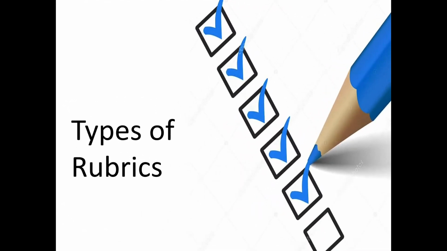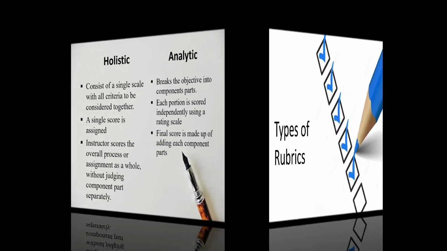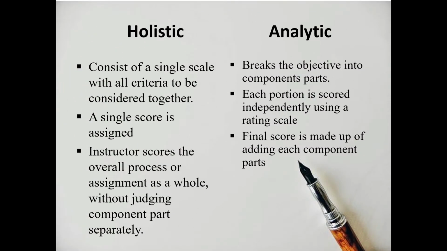We're already done discussing the definition of rubrics and why we use rubrics in the classroom. So now I am going to talk about the types of rubrics. We all know that we have different types of rubrics, but these are the two most commonly used rubrics. So now we have here holistic and analytic rubrics. To start it off, let's have holistic.